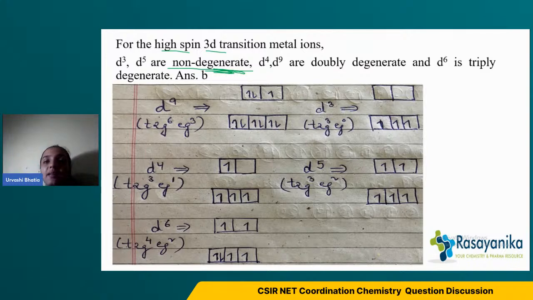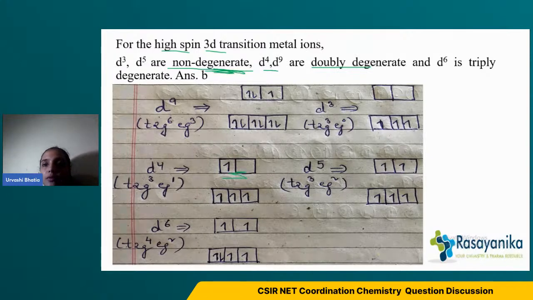d4 and d9, they are doubly degenerate. This is d4 and this is d9. How is it doubly degenerate? Because this eg orbital is unsymmetrically filled. You can see here one is present and there is no electron here. Similarly for d9 we have two electrons here and only one electron here. So it is unsymmetrically filled. So they are doubly degenerate, and this is the criterion for strong Jahn-Teller distortion.